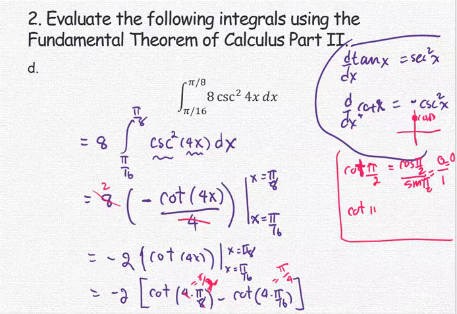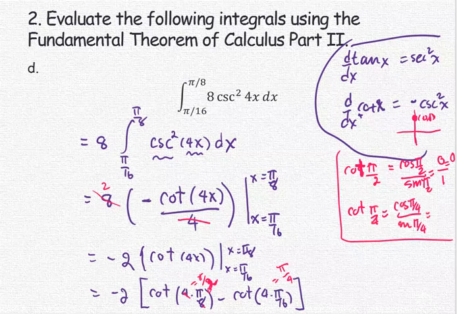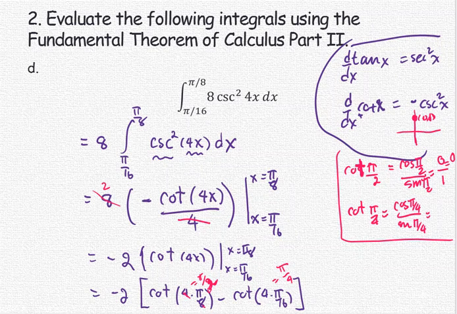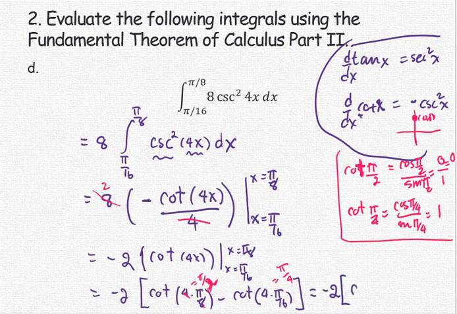In a similar way, the cotangent of pi over 4 is cosine pi over 4 divided by sine pi over 4. Pi over 4 means 45 degrees. The cosine of 45 degrees is the same as the sine of 45 degrees. That means the cotangent of 45 degrees is 1. Now we have those two numbers. Bring them to the problem: negative 2 multiplied by 0 minus 1. And the result is positive 2 for this definite integral.